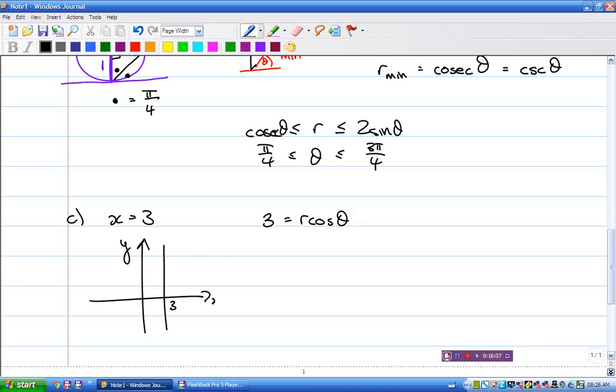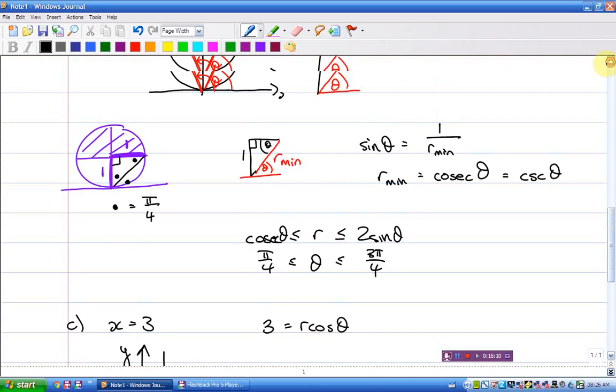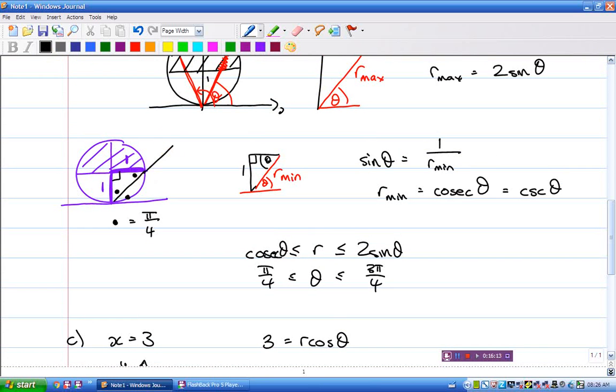How do I get 3 pi over 4? Because it's this angle over here. It's basically the twin, the mirror image of that pi over 4 on the other side. And pi minus pi over 4 is 3 pi over 4. Okie dokie.